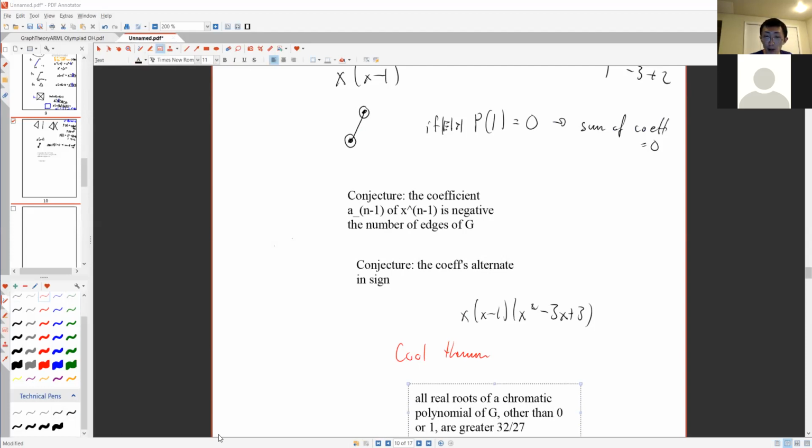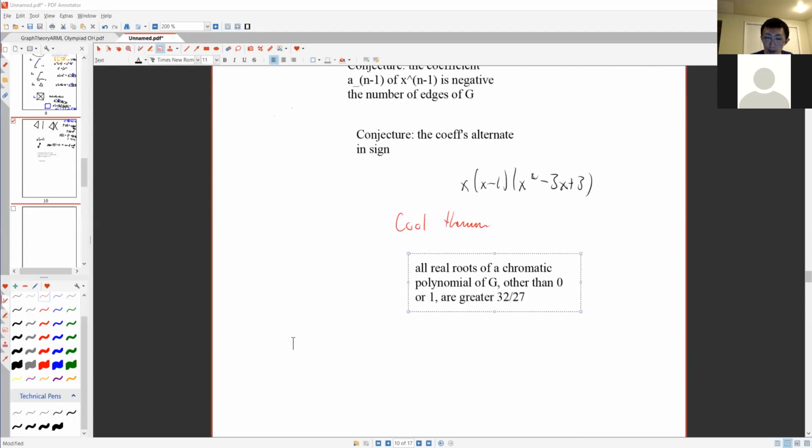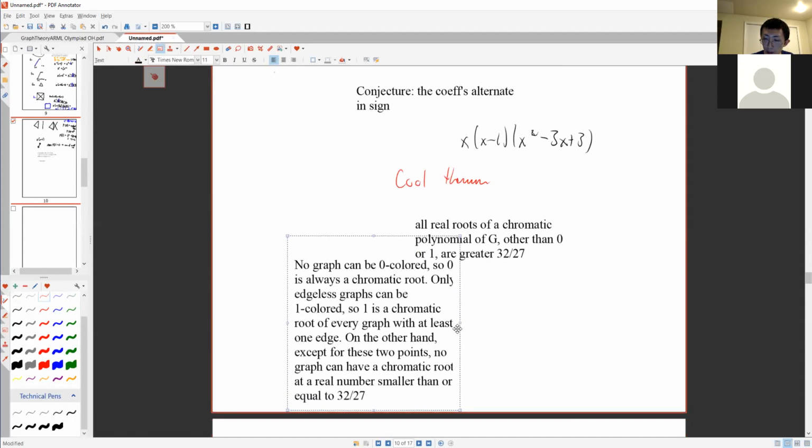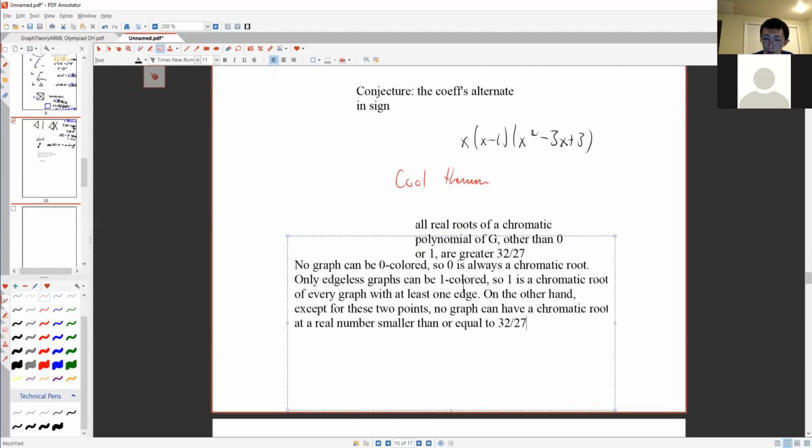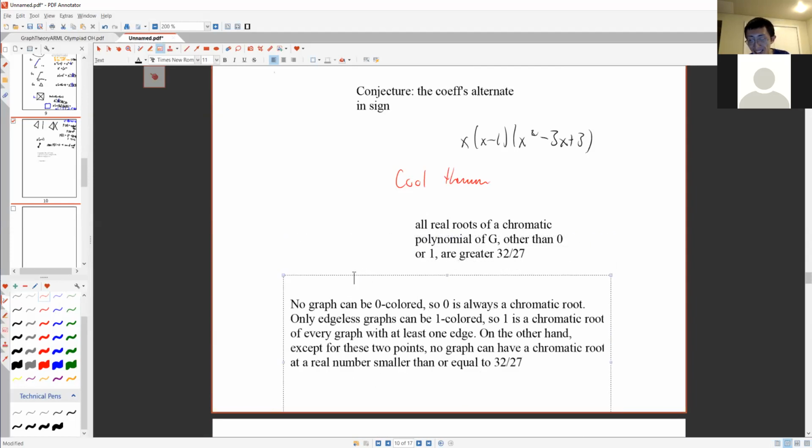So it doesn't say anything about complex roots, but yeah, this is the theorem from, I think it was from Wikipedia. And I already did it. Okay, so no graph can be 0 colors, so 0 is always a root. Chromatic root just means a root of the chromatic polynomial. Edgeless graphs can be 1 color, so 1 is a chromatic root of at least 1 edge.